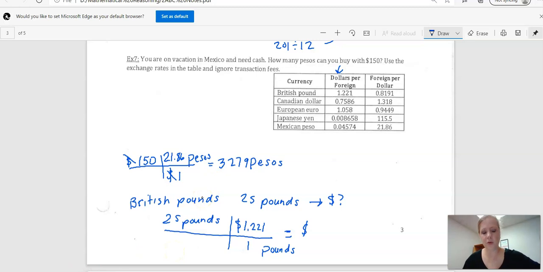Okay, so I'm going to multiply 25 times 1.221, and that's going to get me 30 point, and we're talking about dollars, so it says 525, so I'm going to say 53 because that 5, so I got 30.525. That 5 is going to make that 2 round up to a 3. The pounds are going to cancel out, which is what I want, and I'm left with dollars in the end.